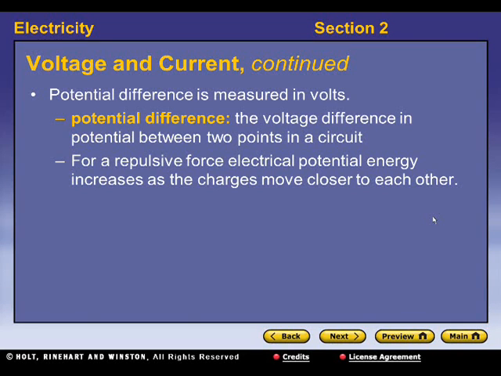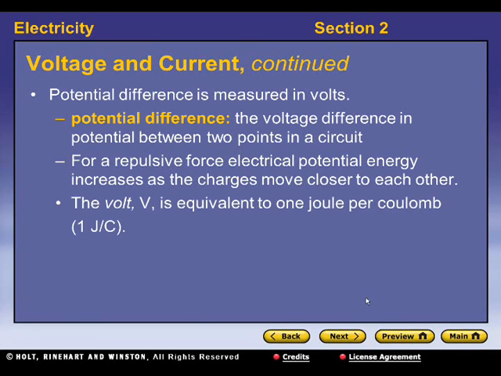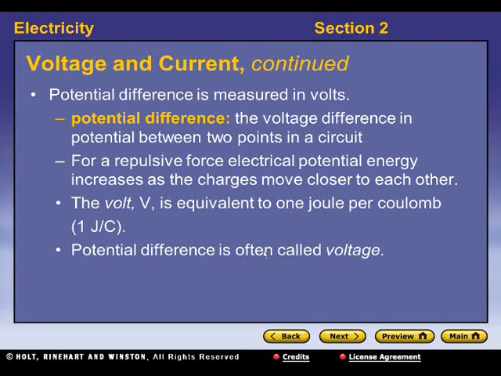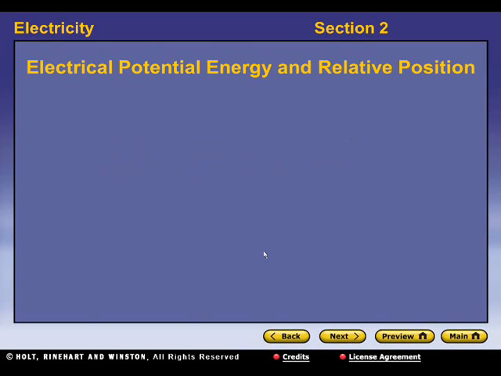not the actual electric potential energy. So for a repulsive force, electrical potential energy increases as the charges move closer to each other. The volt, which is the unit we have for potential difference, represented by a capital V, is equivalent to 1 joule per coulomb. And potential difference is often called voltage.